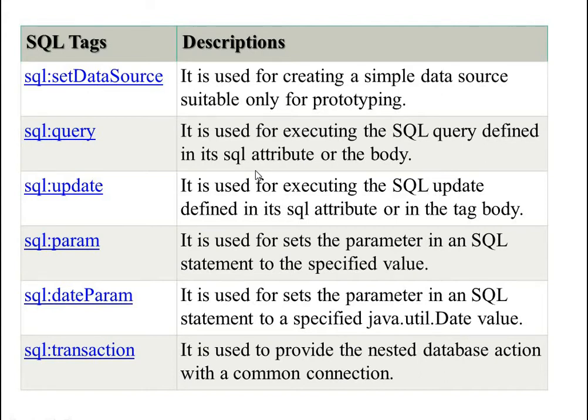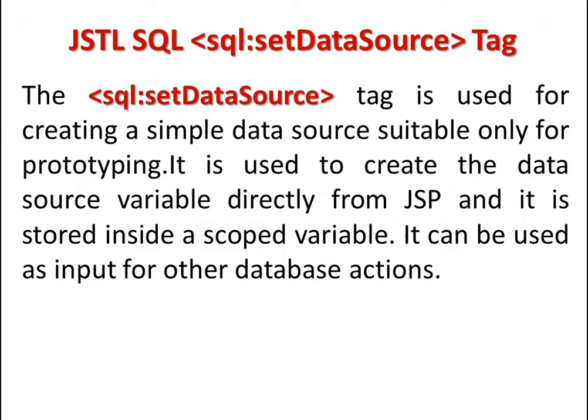Then sql:param, which is used to set the parameter in a SQL statement to the specified value. dateParam is used to set the parameter in the SQL statement to the specified java.util.Date value. So if you want to set the dates while you are making the transactions, then we can use this dateParam. And sql:transaction is used to provide nested database actions with the common connection. So these are the different tags in SQL. Now we will see the different uses of this SQL if you are making the database connection.